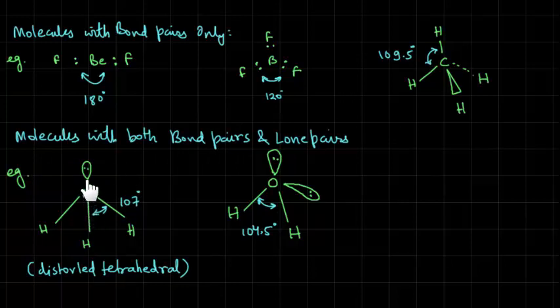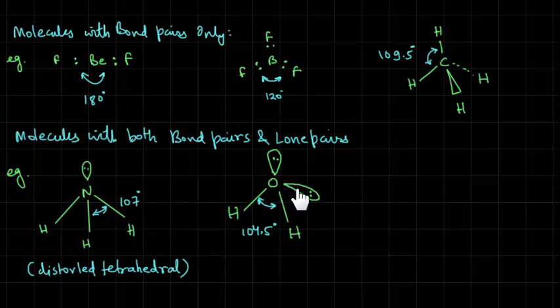Molecules with both bond pairs and lone pairs. In the case of NH3, it has a lone pair here and 3 bond pairs. Here you can see that the repulsion between lone pair and bond pair is more than the repulsion between bond pair and bond pair. Here the repulsion is less, so this angle is 109.5 degrees. Here the repulsion is much more, therefore this angle becomes shorter. It was 109.5 and here it has become 107 degrees.